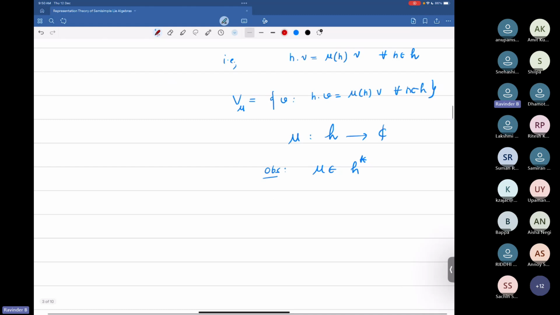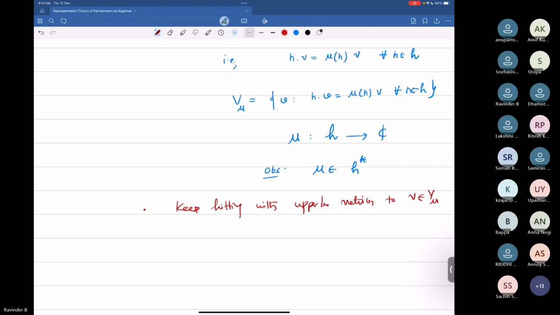Now what I do is keep hitting that common eigenvector, which is in V_mu, with the upper triangular matrices. Then, for the same reason, you get that there exists some vector v_lambda which will be killed by all the upper triangular matrices.